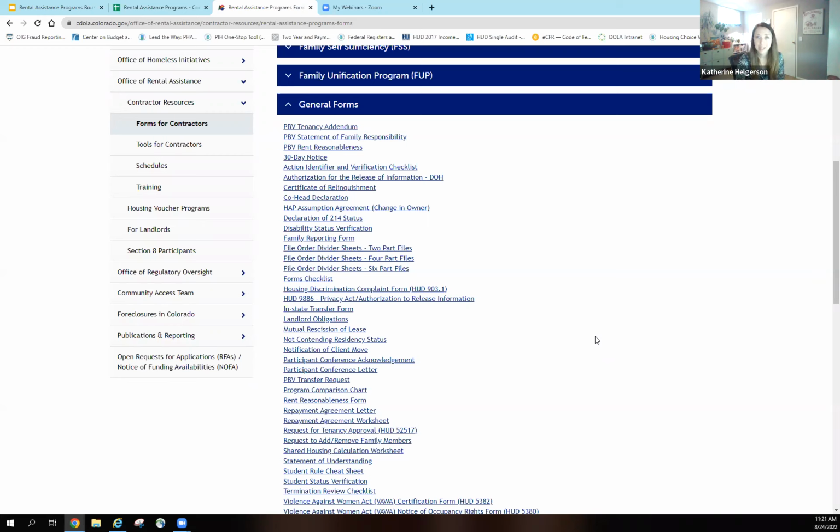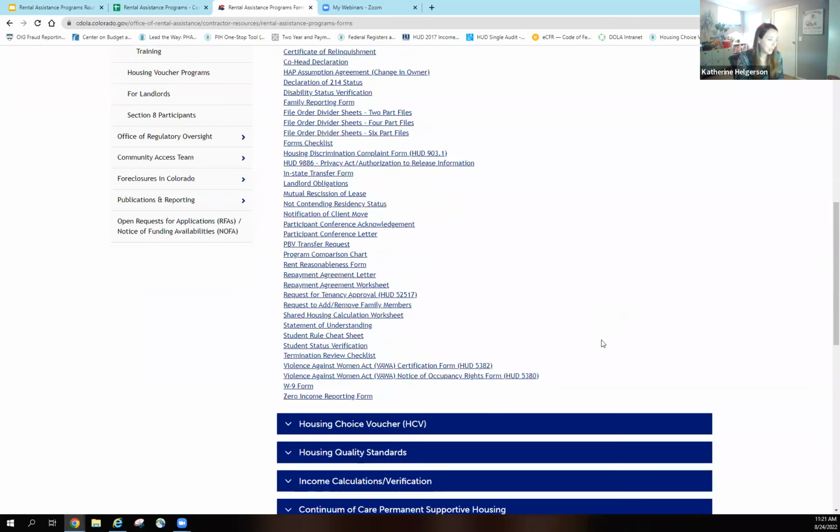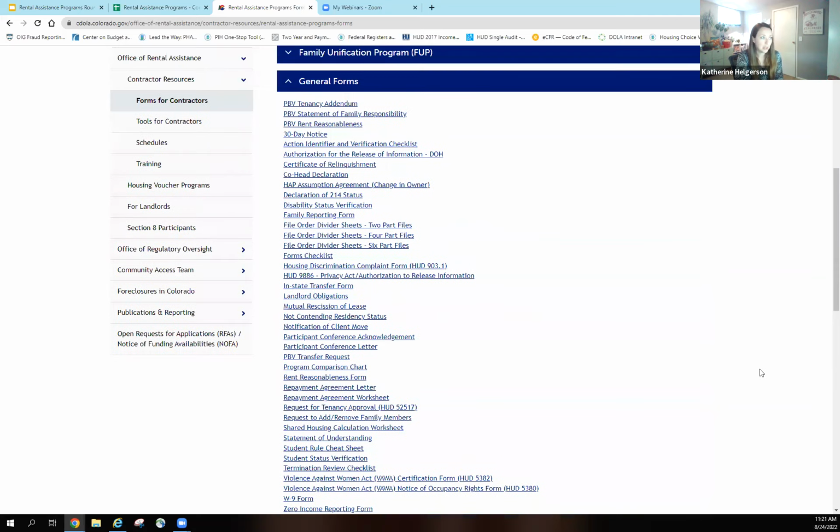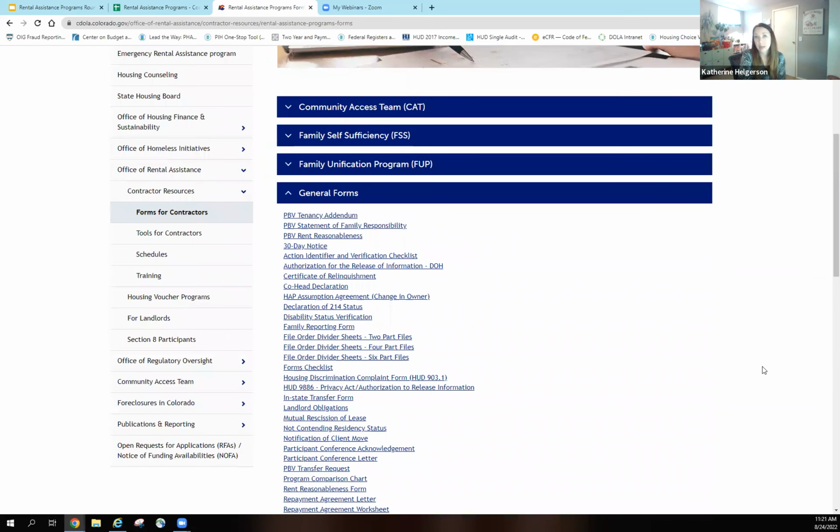Again, work in progress, but I think it's coming along. And then if you are one of those lucky agencies that administers many of our programs, this is very helpful because the forms are separated out by different programs.